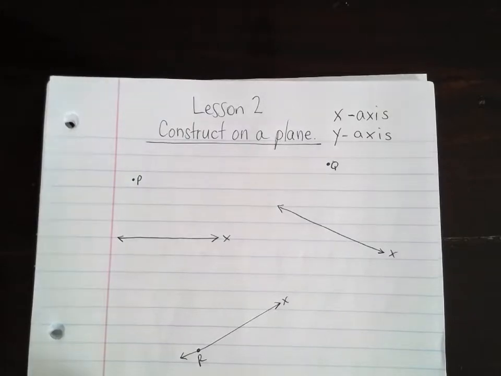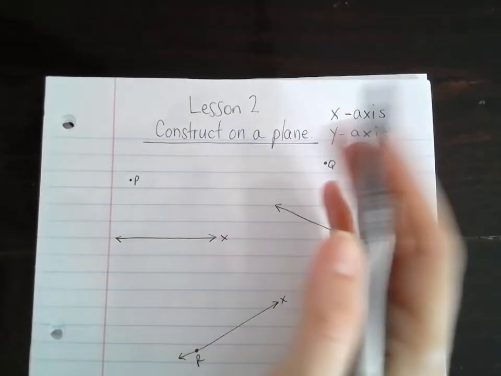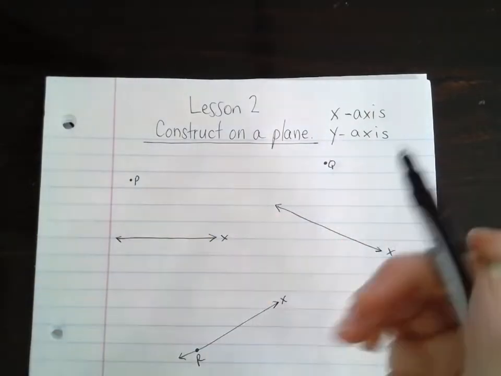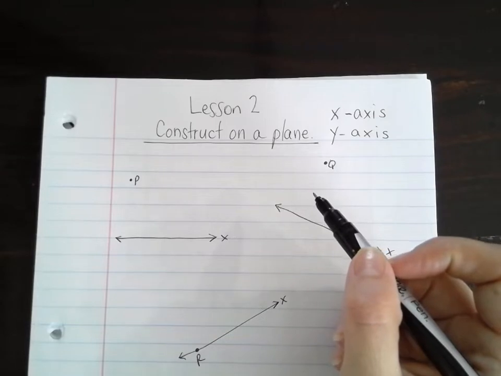So if you want to get your notebook out and write down Lesson 2, you don't have to write Lesson 2, but construct on a plane is what we're doing. A plane would be an open area, and that's what we're doing. We're going to actually construct a coordinate system. So I'm pretty pumped about today.